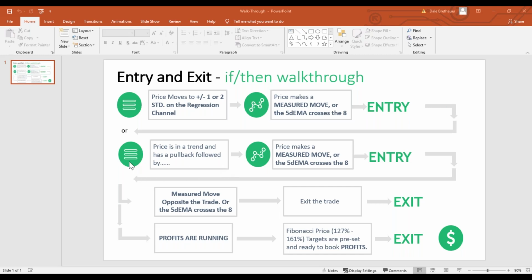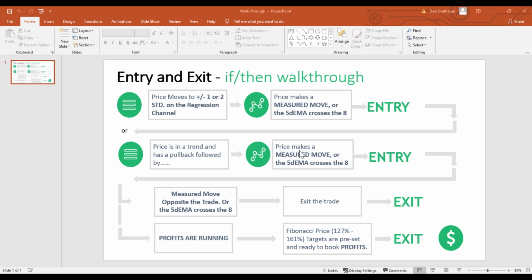Secondary entries are the ones we usually have, and that's when we're in a trend and we have a pullback of the price, and this is then followed by a measured move or the 5 crossing the 8. That's a secondary entry. So these are the two entries we're looking for. Now, as soon as we get into a trade, we know how we're going to get out of it, and that's the beauty of this strategy.